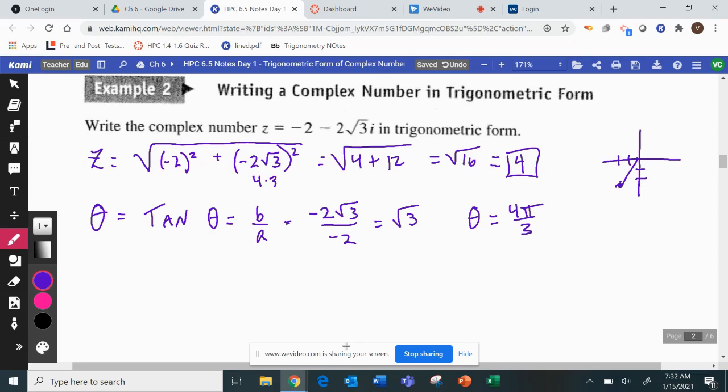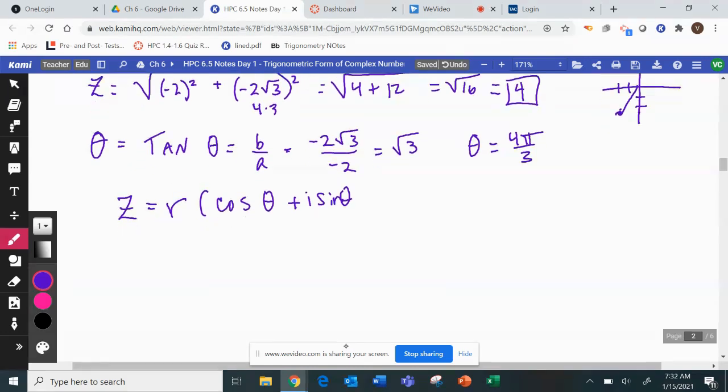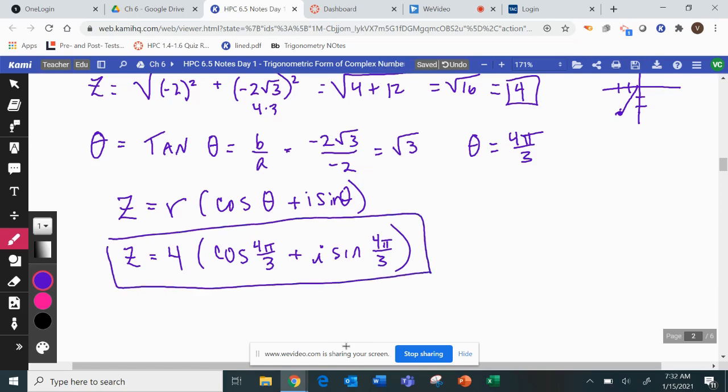So now our trigonometric form, which is r times cosine theta plus i sine theta. We're going to plug in the information that we know. We know our r is 4. And then we have 4 times cosine 4 pi over 3 plus i sine 4 pi over 3. So that would be the trigonometric form.